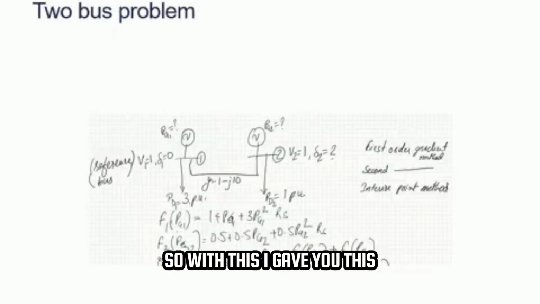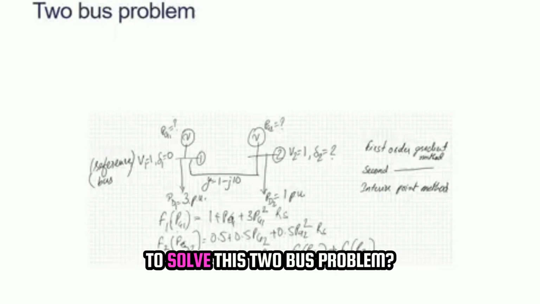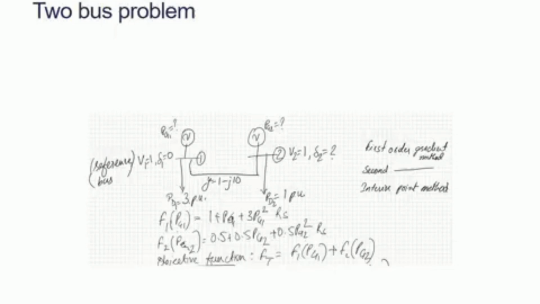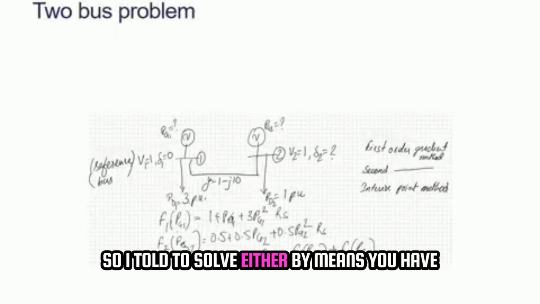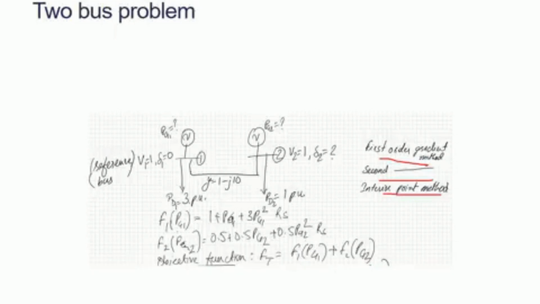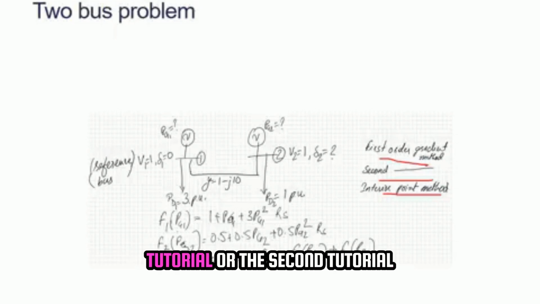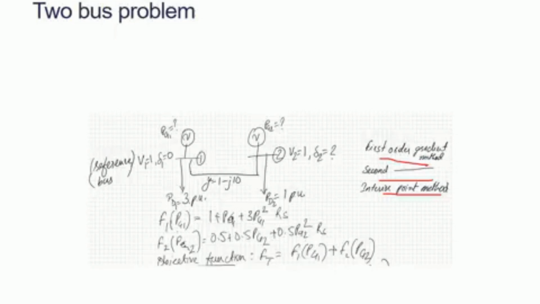So with this, I gave you this two-bus problem, and did anyone try to solve this two-bus problem? I told you that you have to solve using all these three methods, but with just two iterations you can solve. And this is going to be your tutorial, the second tutorial, from this Wednesday onwards. So it will be submitted on next Wednesday.